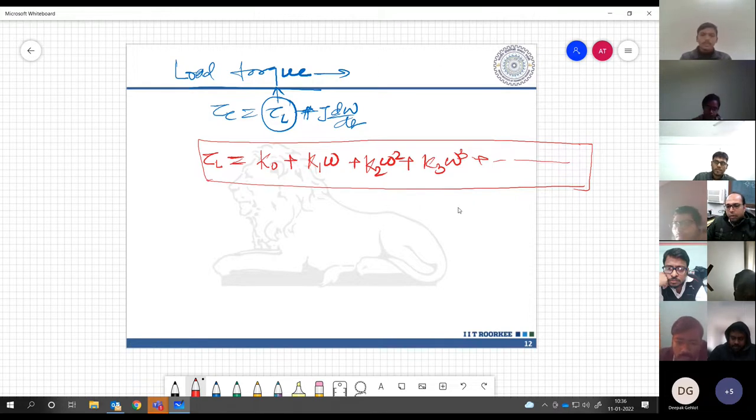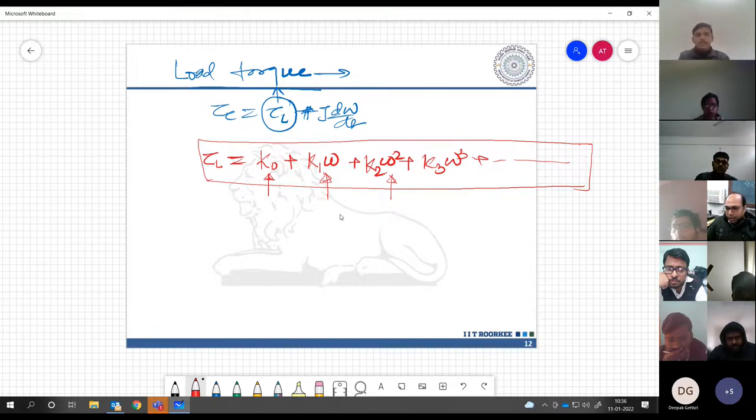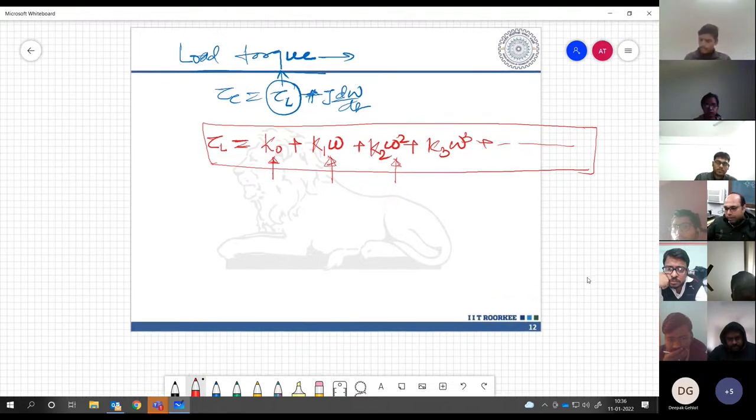Now some of the common loads, let us say, under which scenario you will see a constant load torque only? Under which scenario you will see only a linear load torque? Under which scenario you will see an omega square kind of profile? These things we may see, and then some complex load which may involve different torques for different sections of speed.